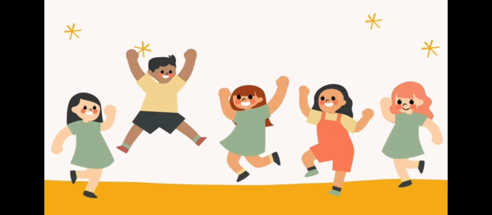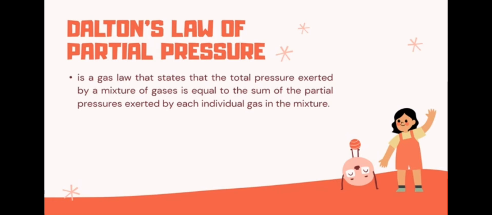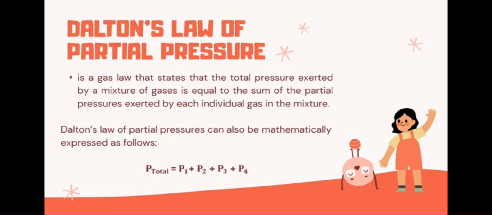Are you ready? Yes! Dalton's law of partial pressures is a gas law that states that the total pressure exerted by a mixture of gases is equal to the sum of the partial pressures exerted by each individual gas in the mixture. Dalton's law of partial pressures can also be mathematically expressed as follows, where P total is the total pressure and the other terms are the partial pressures of the individual gases, depending on the number of component gases.